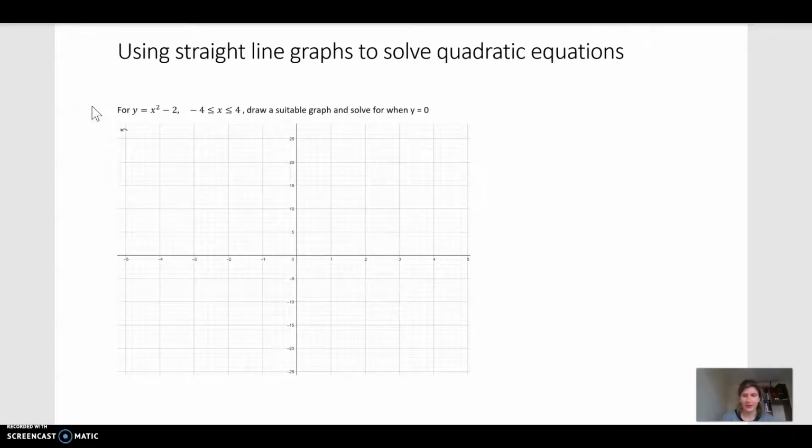Alrighty, hi guys, good morning, and welcome to the second part of today, which is using straight line graphs to solve quadratic equations. Now, I'm going to level with you.